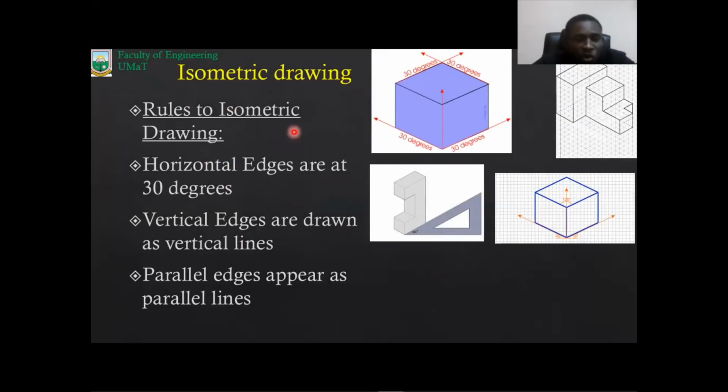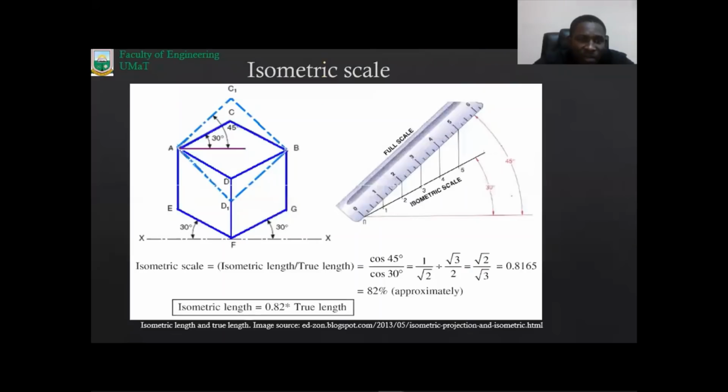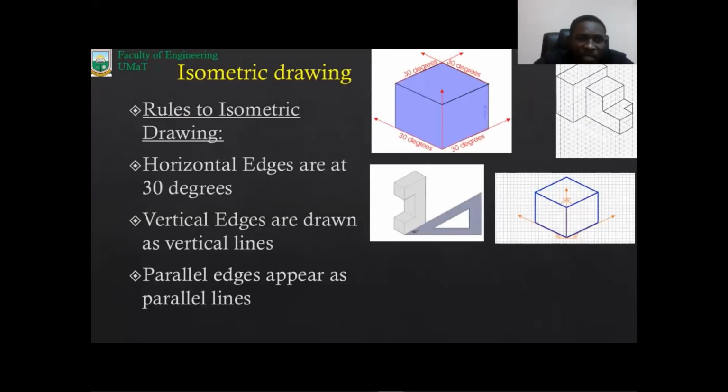So let's look at some rules to follow when we are making an isometric drawing. All horizontal edges in isometric drawings will be drawn at 30 degrees to the horizontal. That is why over here a 30-degree set square is being used to draw the horizontal side of this block. In isometric it will show as inclined, but in reality it's the horizontal side of the block. If we are drawing in isometric, it will show as inclined at an angle of 30 degrees. So we are using a 30-degree set square.